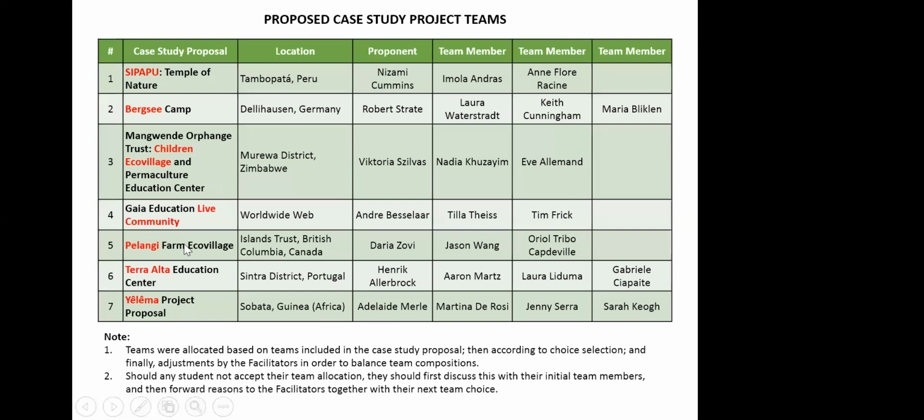So we thought also Pelangi Farm, there's a strong anchor tenant there in Daria, and we felt that she could probably do with 3 team members instead of 4, and also with Andre's team, which is more worldwide web IT-based project. And then we've got Sipapu and the Children Eco Village project in Zimbabwe that have only got 3 team members as well. So reflect on these, have a look, tell us what you think. If you're happy with it, then let's just leave it.